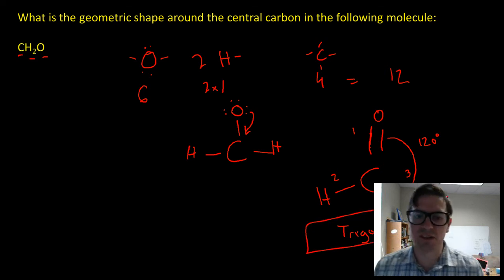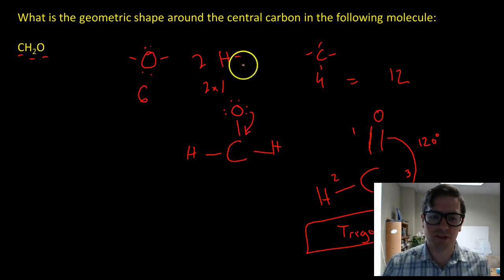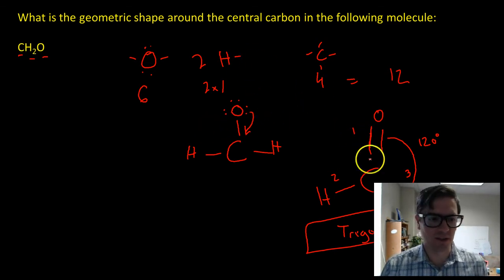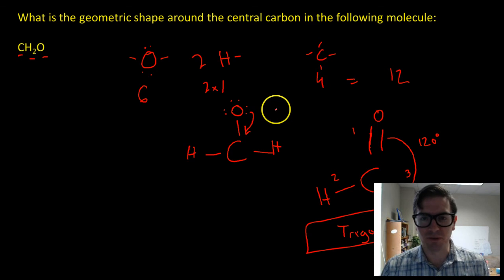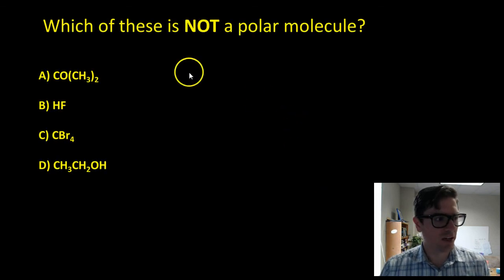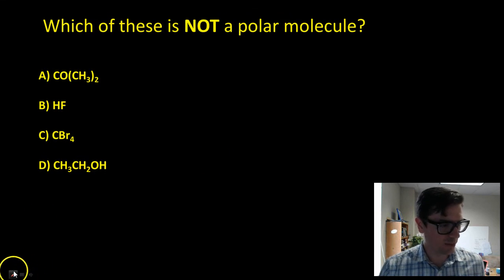Alright, and so as I said, most of you did pretty well on that, but if any of that was not clear for you, I'd recommend reviewing either the POGIL or our notes from the past couple days in chapter 4. Alright, so finally, what's not a polar molecule here?